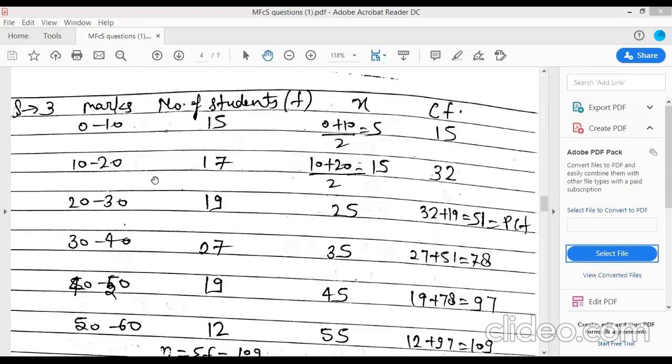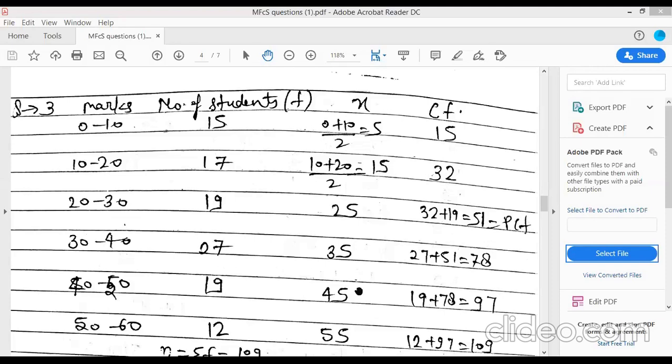Here it is clear: 0 to 10, 10 to 20, 20 to 30, and so on, 50 to 60. And next, last column is your cumulative frequency. So cumulative frequency, you can see it will be coming from frequency. So first frequency is your 15. So second one will be your 15 plus 17, that means 32. Third one, 32 plus 19, 51.